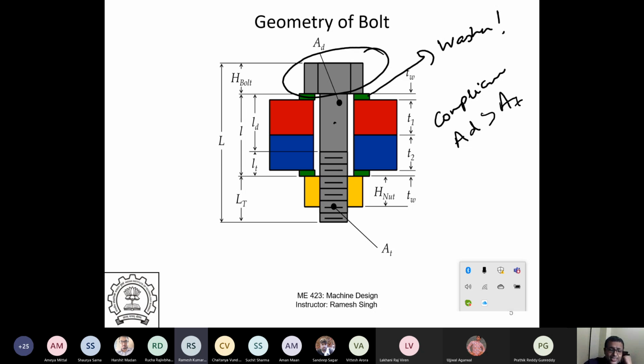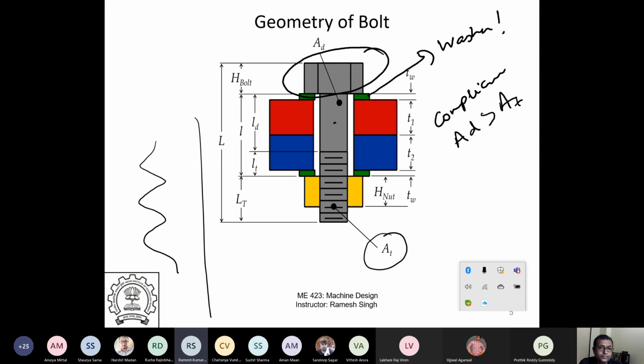Now, how do I estimate the threaded area? Any ideas? How do I find what will be the threaded area? Because this will have this kind of a profile, right? So how do I find what will be an effective area? Any ideas about that? How do I do that? Okay, trigonometry is fine. Any estimates? RMS value. Okay, so something I have to do.